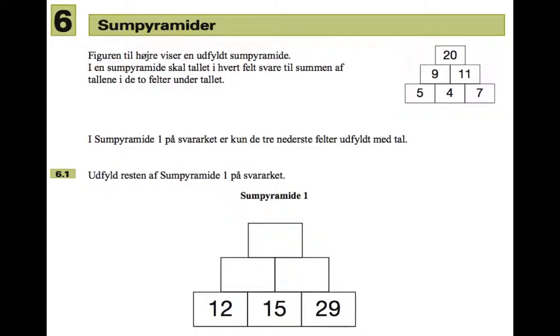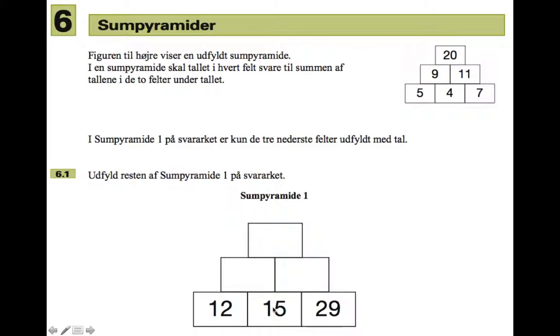Question 6. Sum pyramids. The figure on the right shows a filled out sum pyramid. In a sum pyramid, the numbers in each space correspond to the sum of the numbers in the two spaces under the number. In the sum pyramid number 1 on the answer sheet, the three lower spaces have been filled with numbers. Fill out the rest of the sum pyramid.